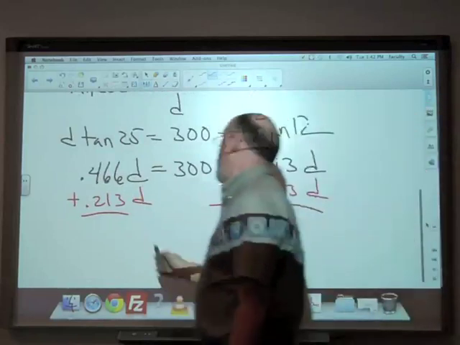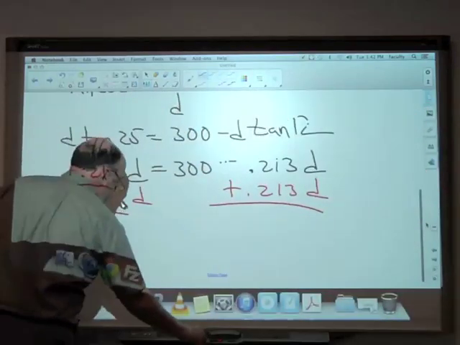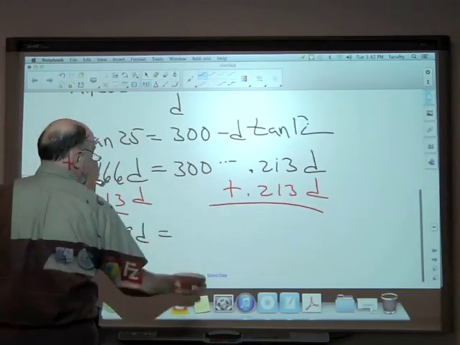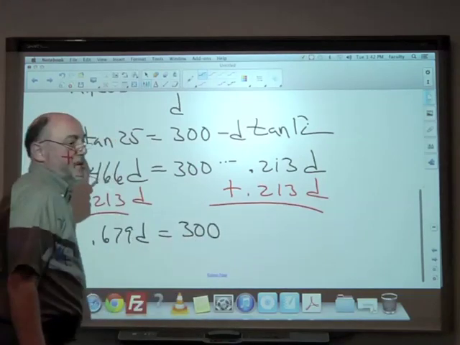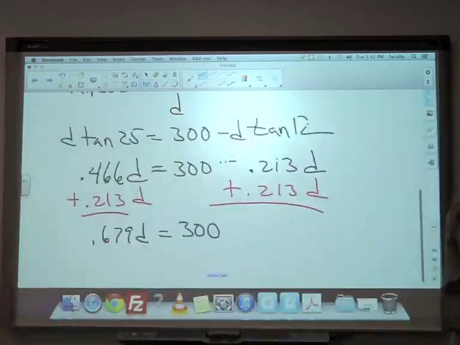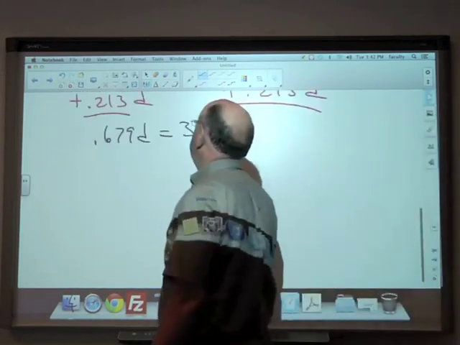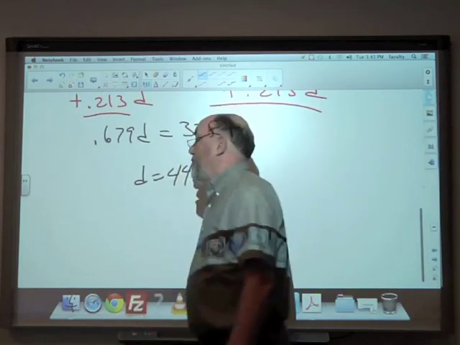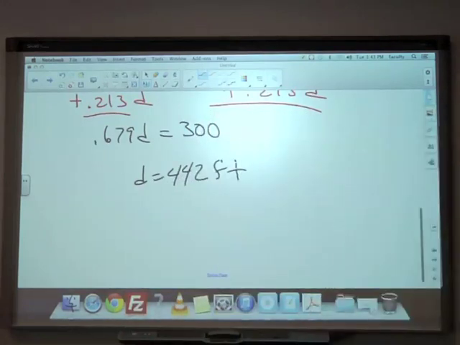So this will give us 0.679D equals 300. And the last step would be divide. And we end up at 442. And that'll be easy. All right. You have one like that on your homework. That would be the process.